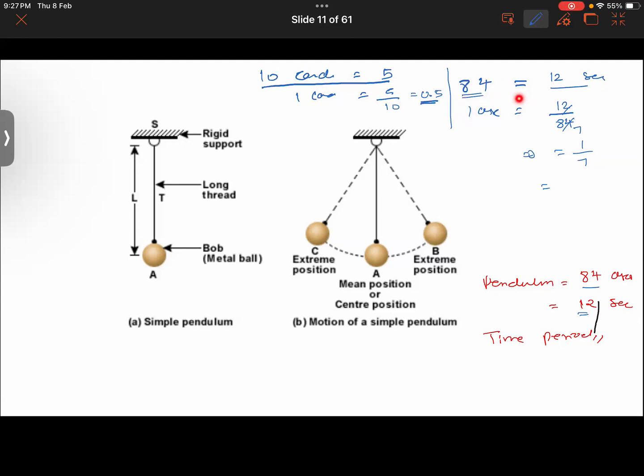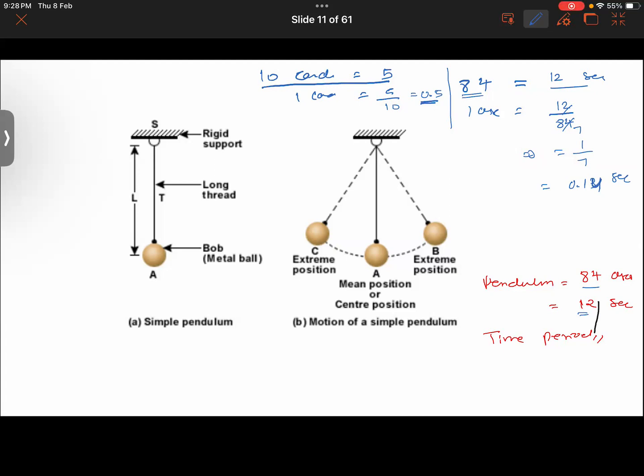Okay, this one, no? I thought you were answering this one. No, no, the time period here will be 1 upon 7, and this is 0.13 something you will be getting. 0.13? Okay, 0.14 actually. Right now? So just know this one thing.